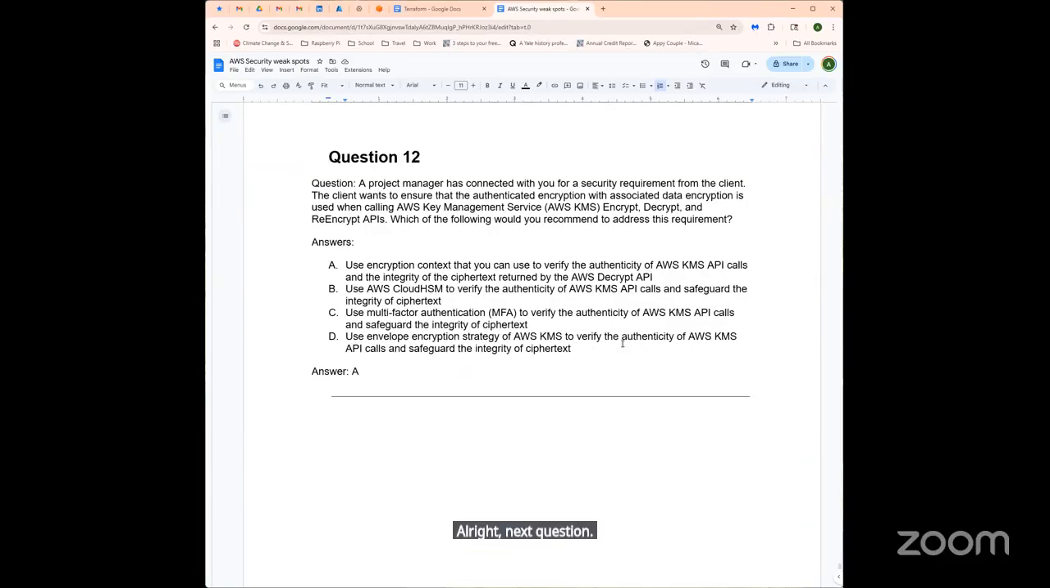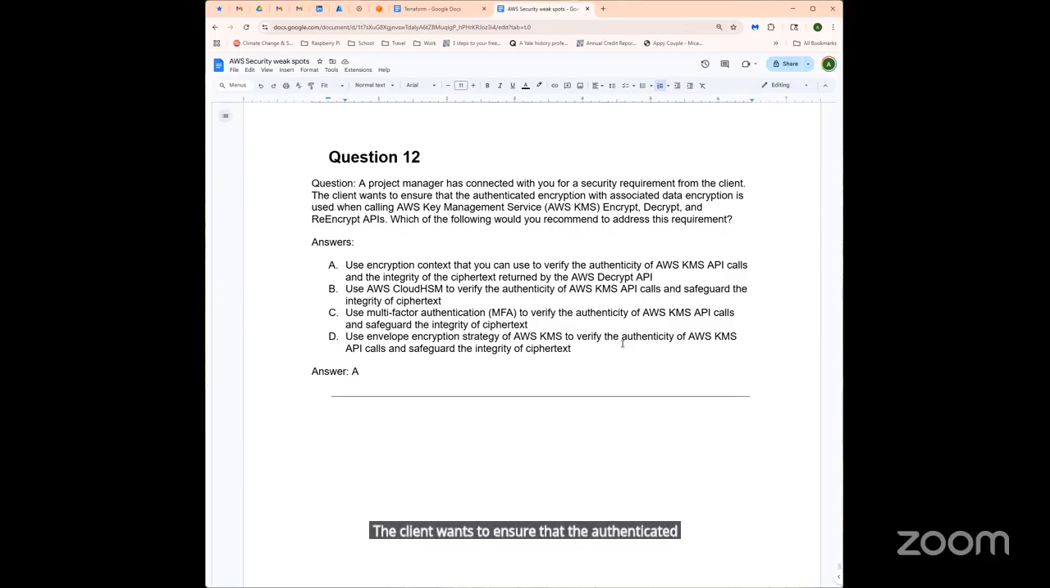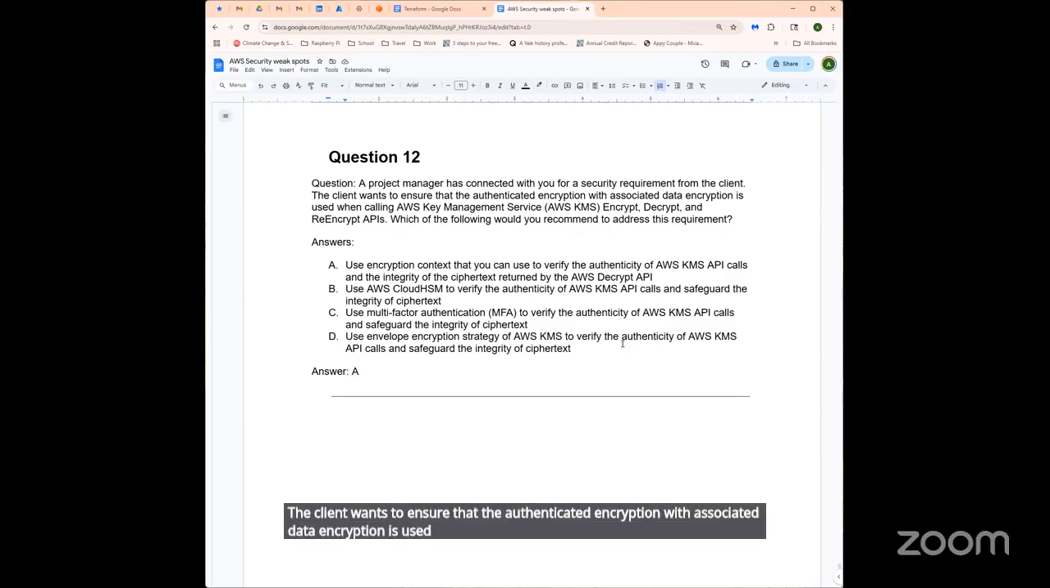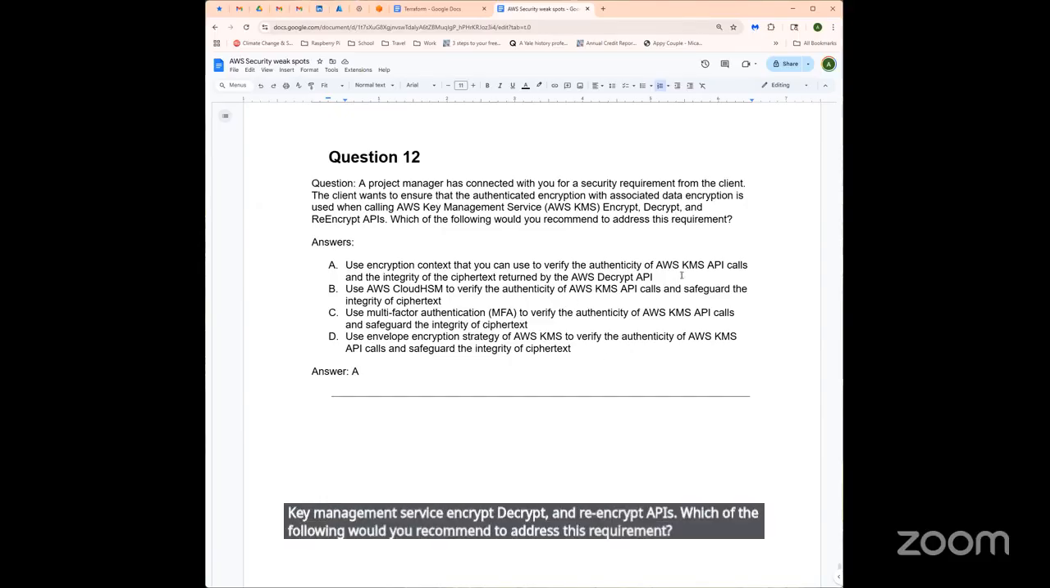The project manager is connected with you for a security requirement from the client. The client wants to ensure that the authenticated encryption with associated data encryption is used when calling AWS Key Management Service encrypt, decrypt, and re-encrypt APIs. Which of the following would you recommend to address this requirement? So the answer is A.